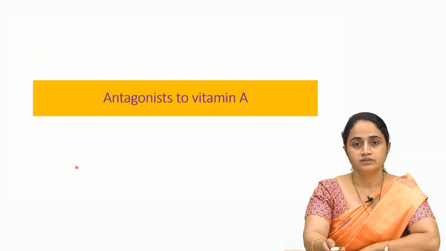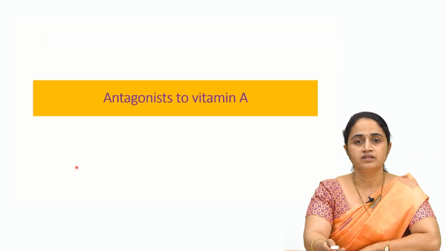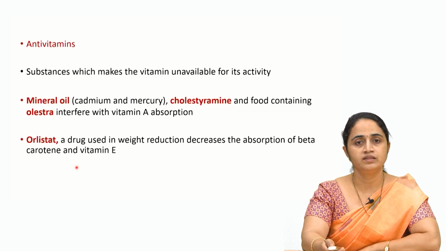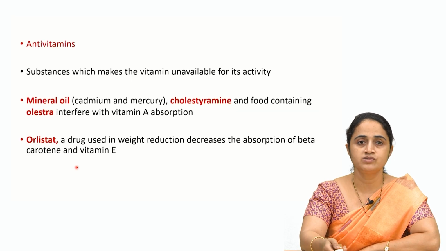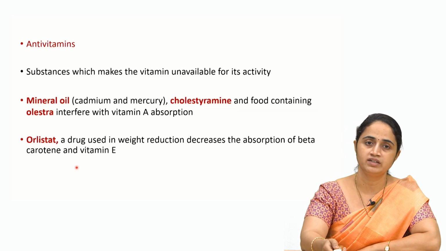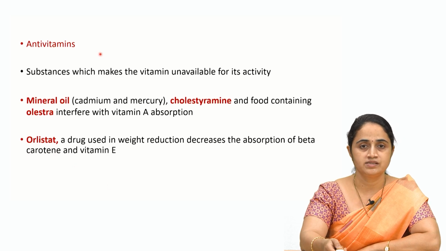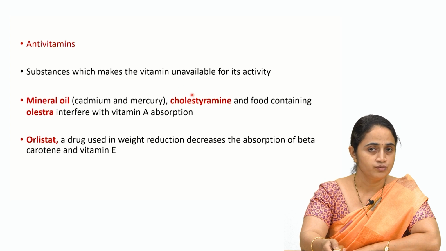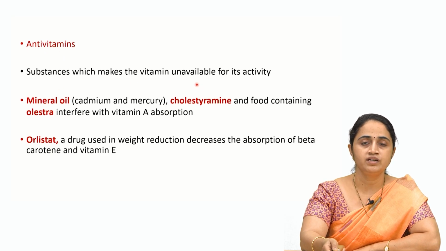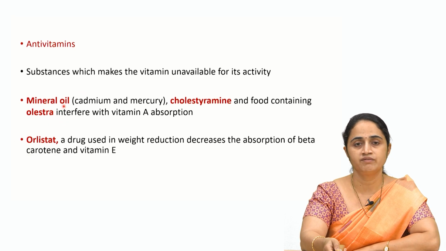So, I have come to the end of the topic. Antagonistic to vitamin A, these are called antivitamins which prevent the action of vitamin A. So, they are the substances which make the vitamin A unavailable for its activity. We know the biological actions of vitamin A; by consumption of these antivitamin A's, they prevent the availability of vitamin A for its biological activity. There are some compounds which can be used as antivitamin A's.